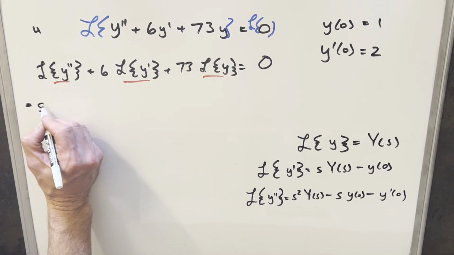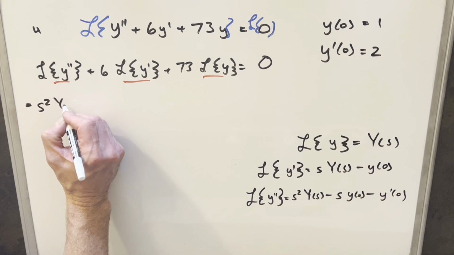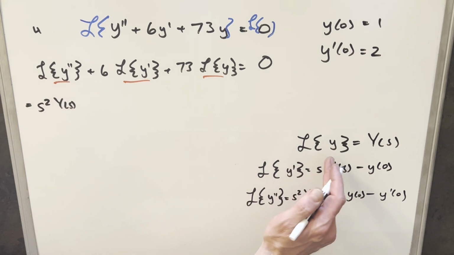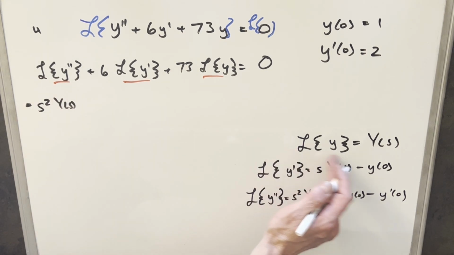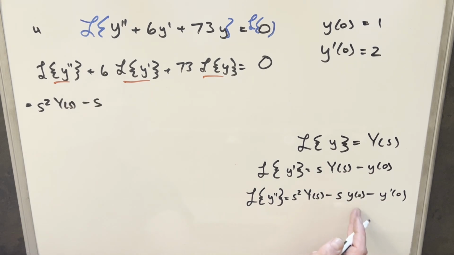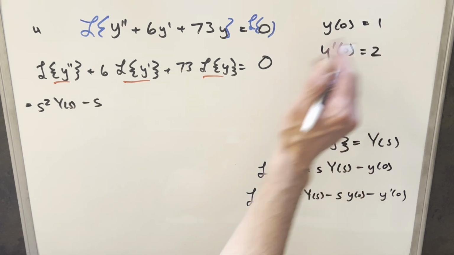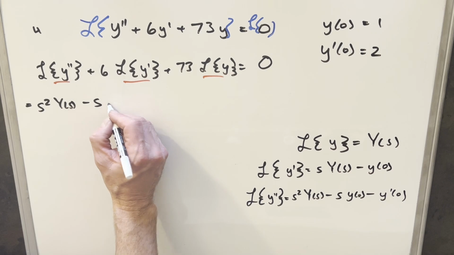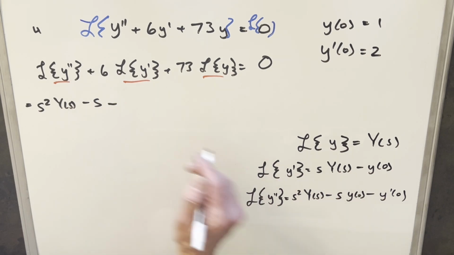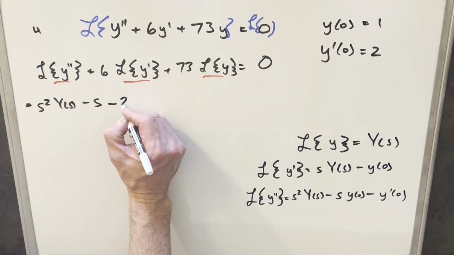This is going to give me s squared, big Y of s, where the big Y of s is just the Laplace transform of y. It's just the same thing as this here. Then we're going to have minus s times y at 0, which is just 1, so we'll just leave that off there. And then we'll have this piece, which is just going to be y prime of 0, so this is going to be a 2 here.